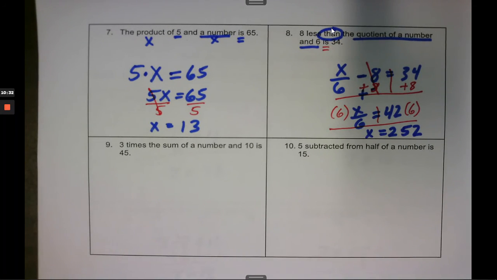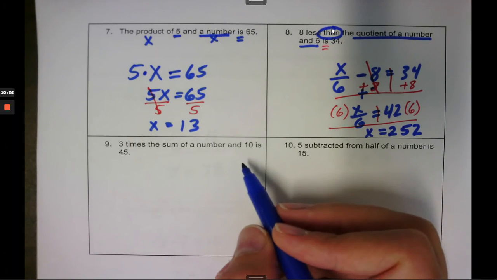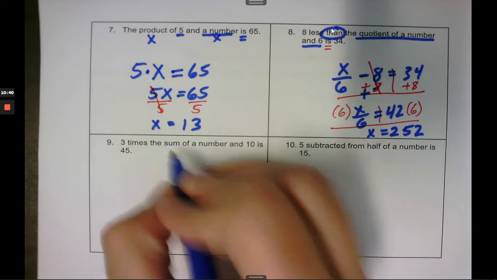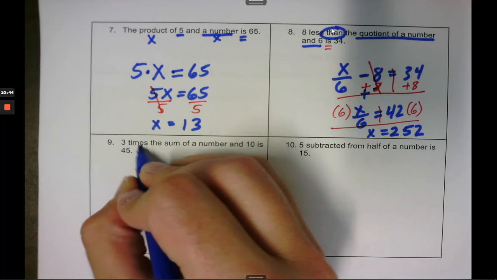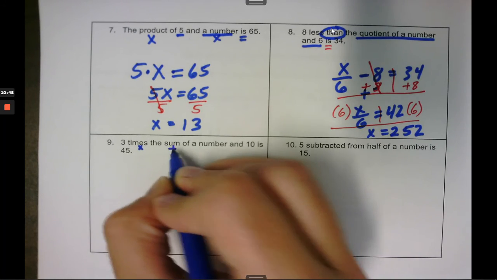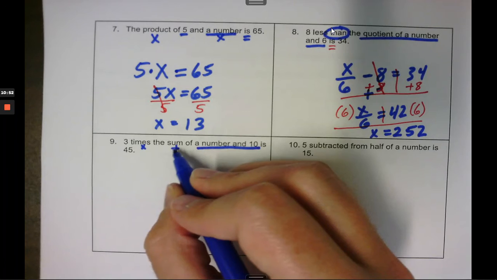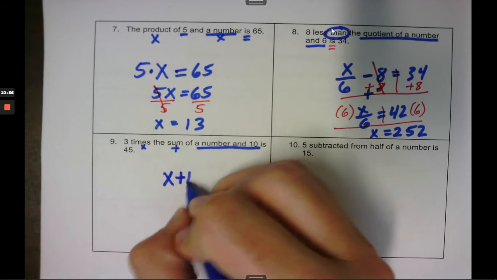Alright. Number 9. 3 times the sum of a number and 10 is 45. So 3 times the sum. Now this is interesting. So we know it's multiplication. So we know we're going to multiply, but we're multiplying by a sum. So two things added together, some number and 10. So first off, what does a sum of a number and 10 look like? That would be x plus 10.